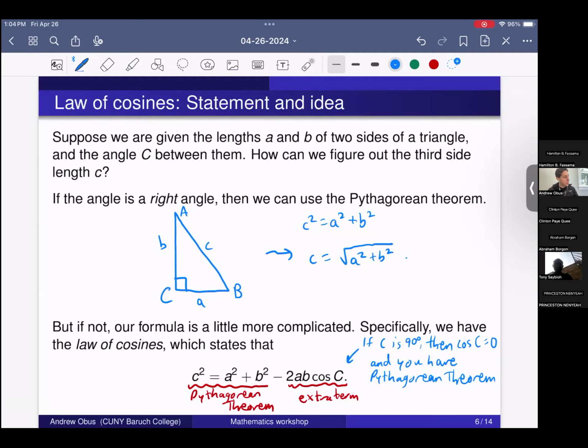Okay, good. Any questions about, I mean, I'm going to prove it, but before I prove it, any questions about what this theorem is saying?